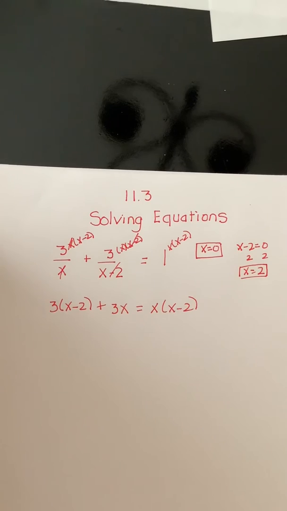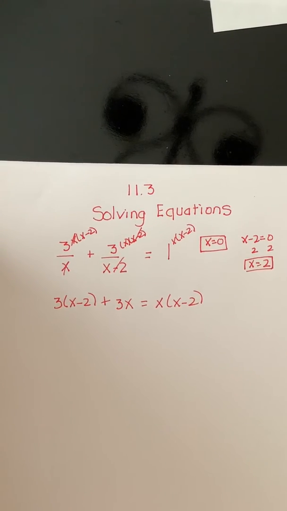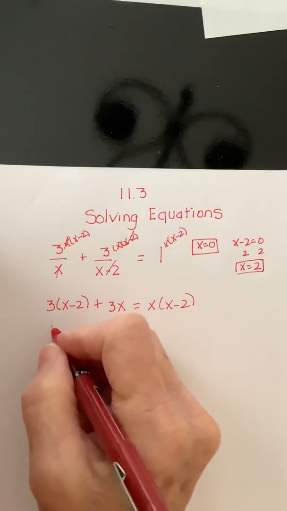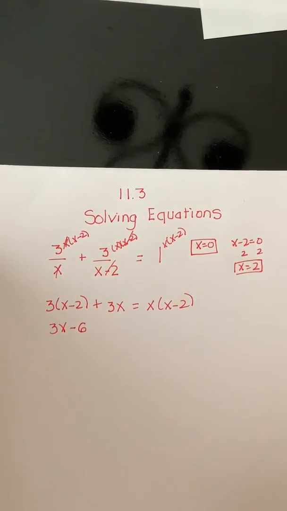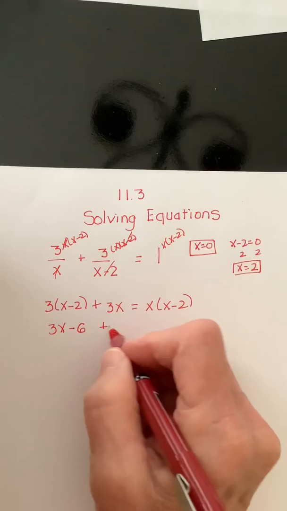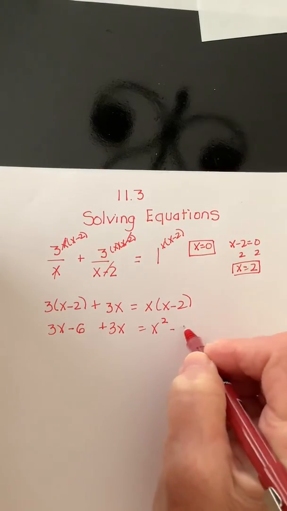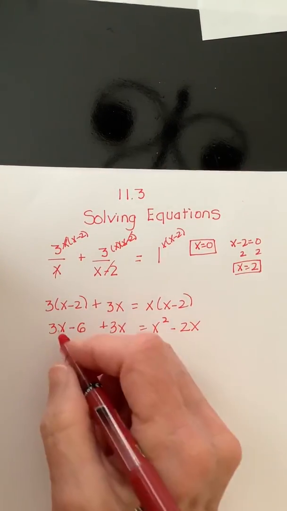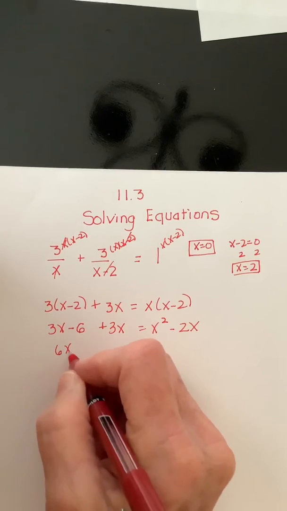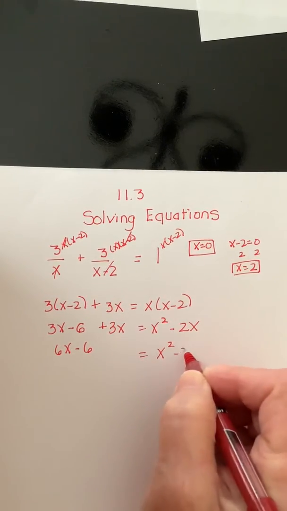Okay, so let's go through and we're going to multiply this out, get rid of the parentheses. We want to get rid of all of our grouping symbols. So we have 3x minus 6 plus 3x is equal to x squared minus 2x. Okay, so I'm going to combine like terms. So I have 3x and 3x is 6x minus 6 is equal to x squared minus 2x.